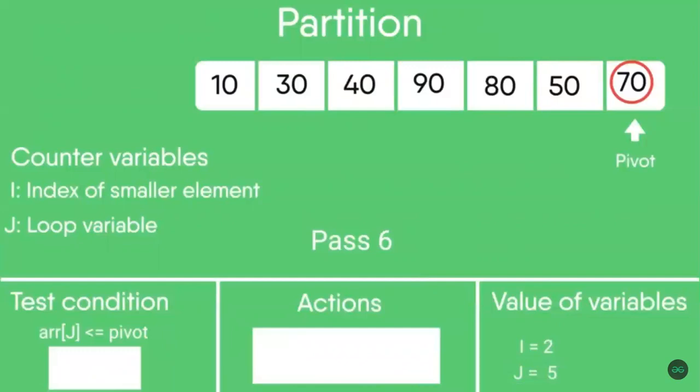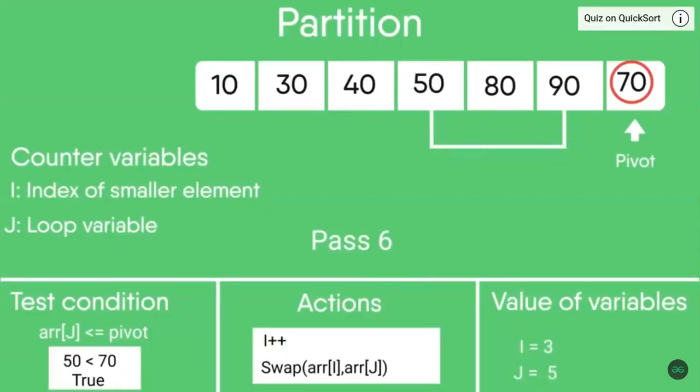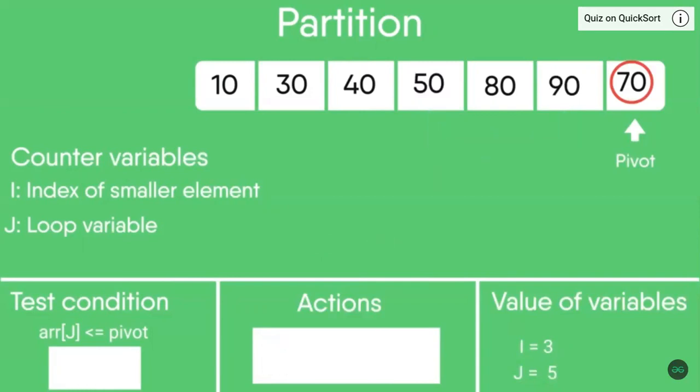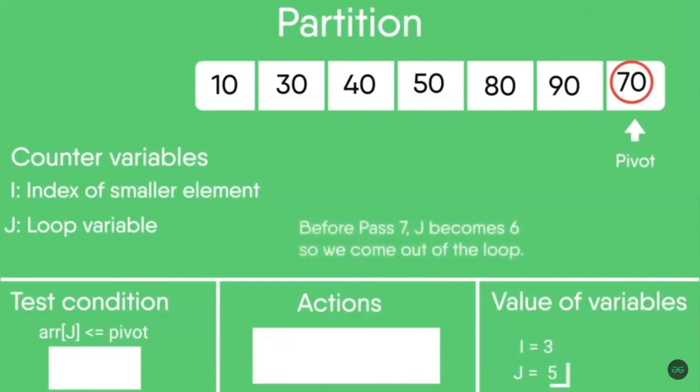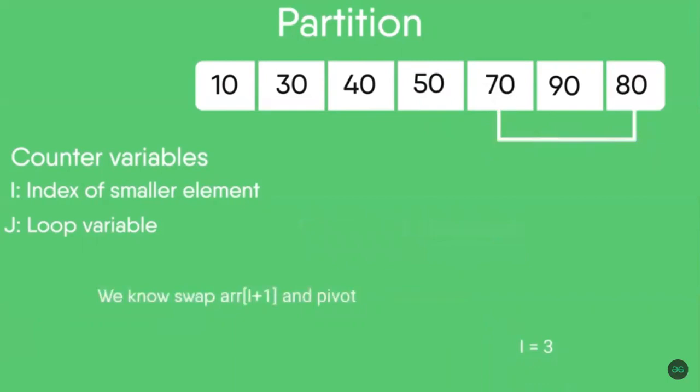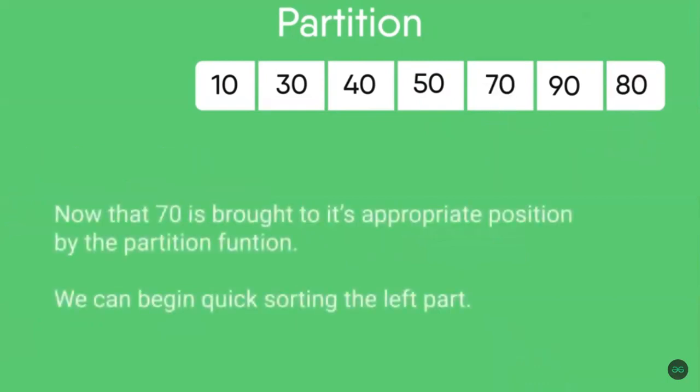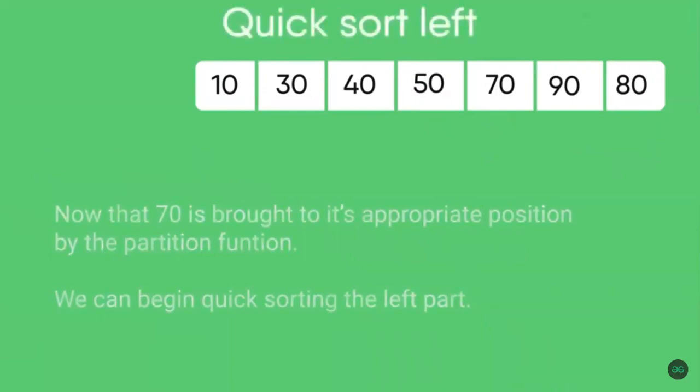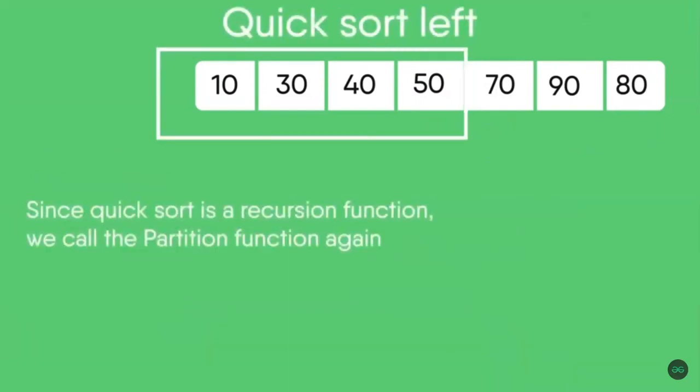Next one, J is equal to 5. Is 50 less than 70? Yes. Then L value equal to 3. Swap it. Before pass 7, J becomes 6. Then 70 and 80. Finally, 70 is brought to its appropriate position by the partition function. Then this is the first partition, then that is the next partition.